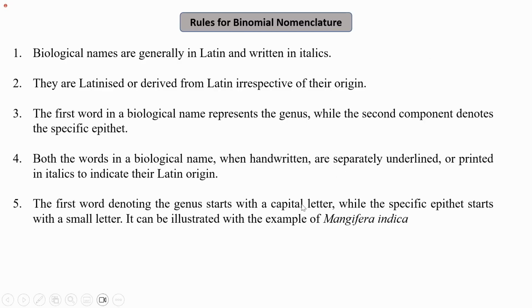The first word denoting the genus starts with a capital letter. For example, if I look at the example of Mangifera indica, the first word of the genus, which is Mangifera, starts with a capital letter, while the specific epithet starts with a small letter. Irrespective of whether it's a name of a country or related to the name of some person, it should always start with a small letter if it is a specific epithet. So it can be illustrated with the example of Mangifera indica, where I have italicized this word, and it is a binomial nomenclature where Mangifera is a genus and indica is a specific epithet. The first letter of the genus starts with a capital letter, while the first letter of the specific epithet starts with a small letter. So this was about the rules of the binomial nomenclature.